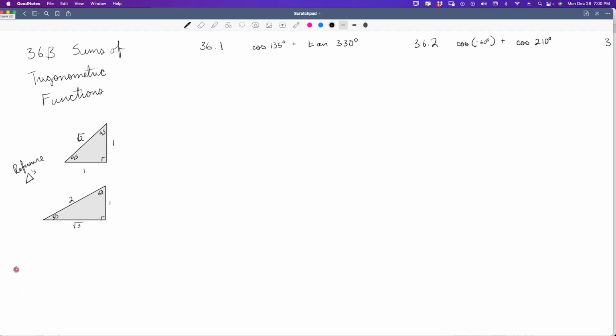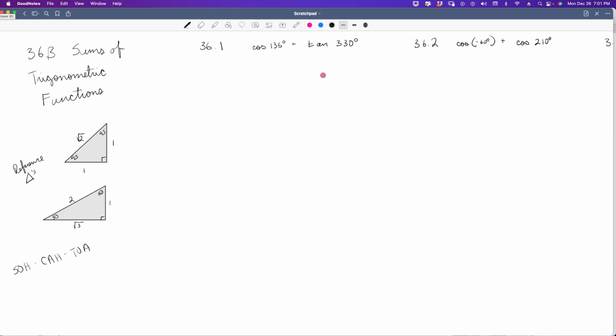Let me just write them down here. I have SOH, CAH, and TOA. Sine is opposite over hypotenuse, cosine is adjacent over hypotenuse, and tangent is opposite over adjacent. So we just remind ourselves of that by having it handy. So let's add these together.